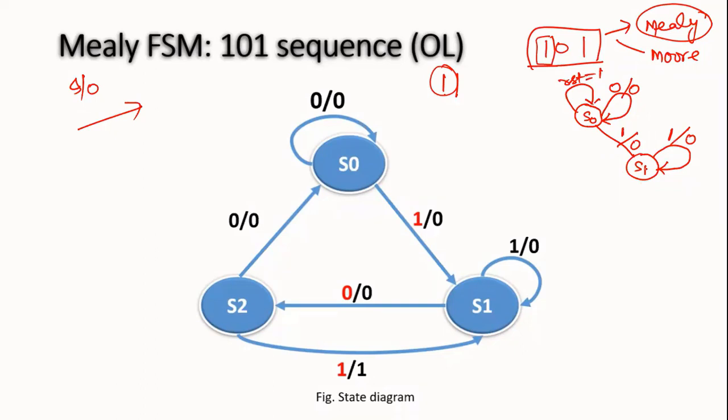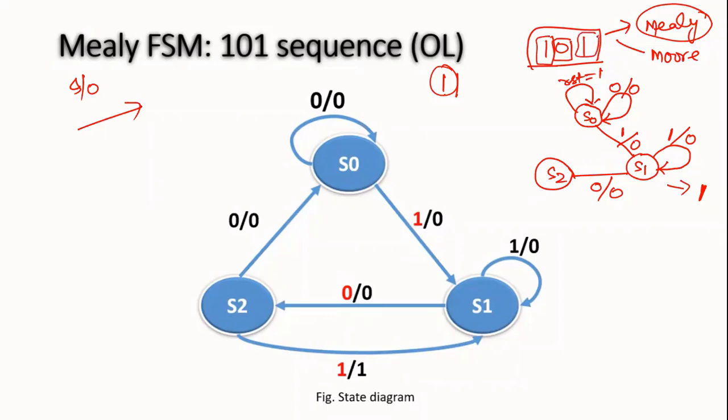If it is in S1, what does S1 mean? In this state, it has received the first one. If it receives 0 as input, then it will go to state 2, because the second bit is being received by it. Then what is your output? Output is going to be 0. Why 0? Because it has received only the second bit. Got it? Next.